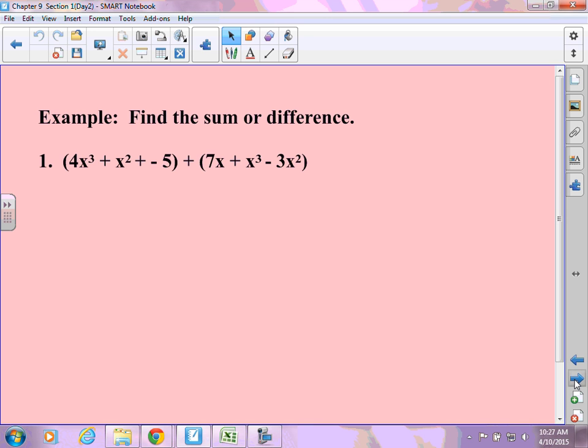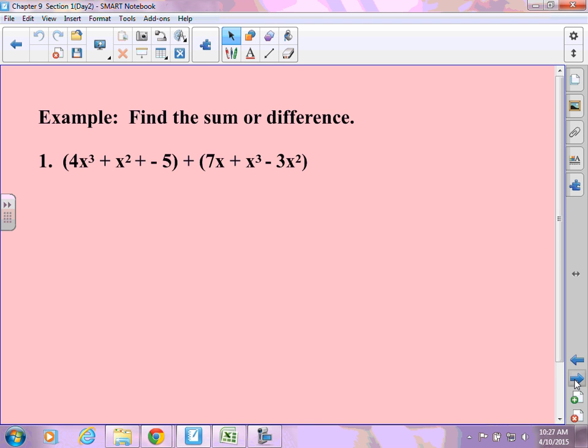Is the first polynomial in standard form? Yes, it is. Okay, if I named the first polynomial, what would its first name be? Cubic. Okay, cubic because the exponent is a 3. The highest exponent is a 3. And what would its last name be? Trinomial because it has 3 terms.